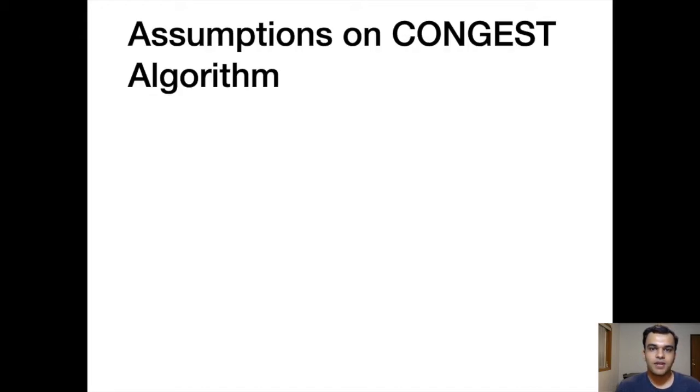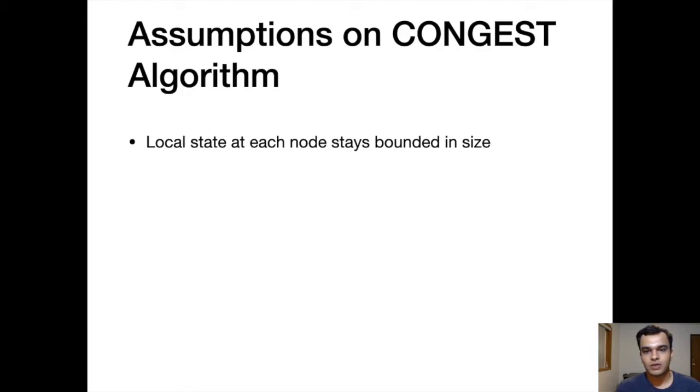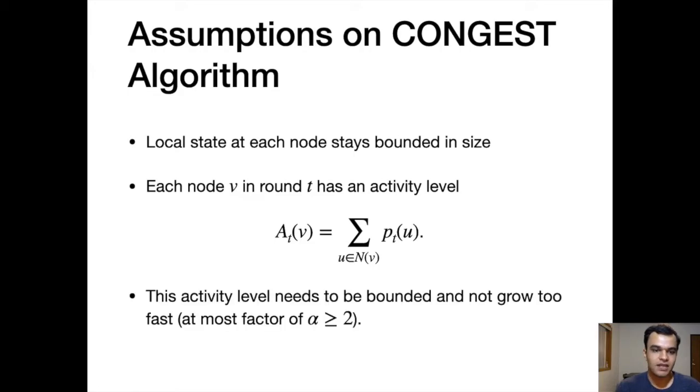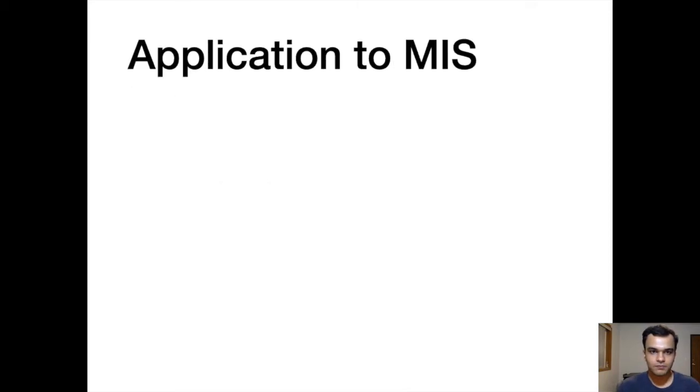Let me talk a little bit about the assumptions that we make on the CONGEST algorithms. We have to assume that the local state at each node stays bounded in size. And for the sampling, we assume that each node has an activity level, which is the sum of the sampling probabilities of all of its neighbors. And we assume that this activity level has to be bounded and not grow too fast. That is, it grows by a factor of at most alpha at each CONGEST round, and this alpha is at least 2.